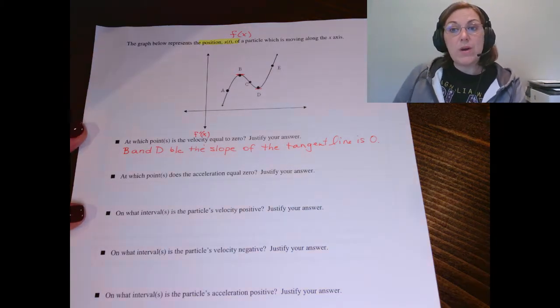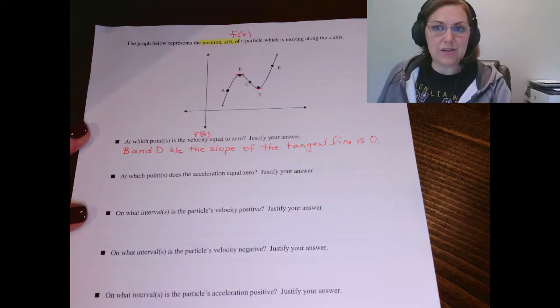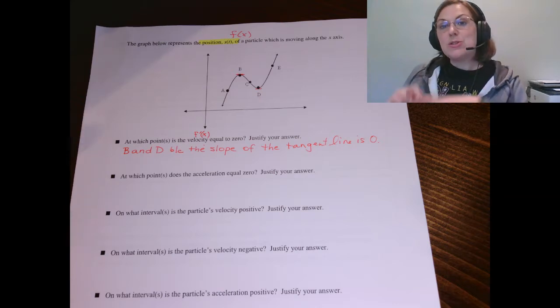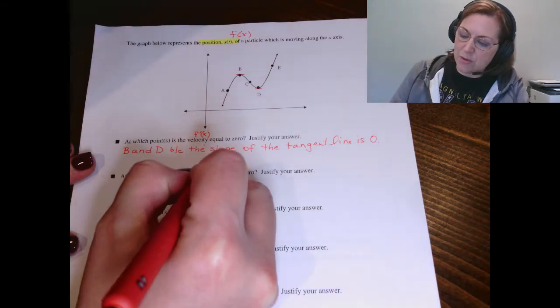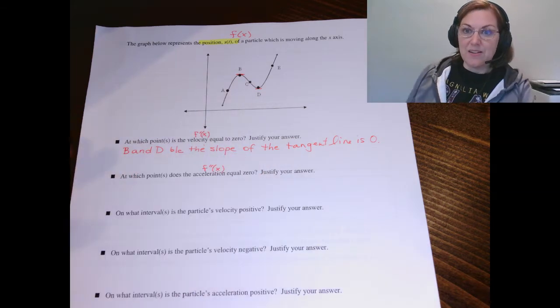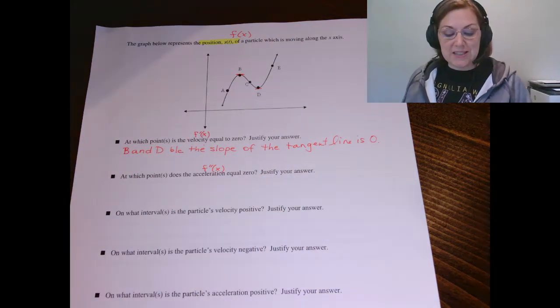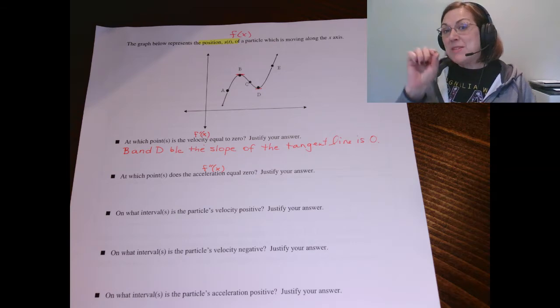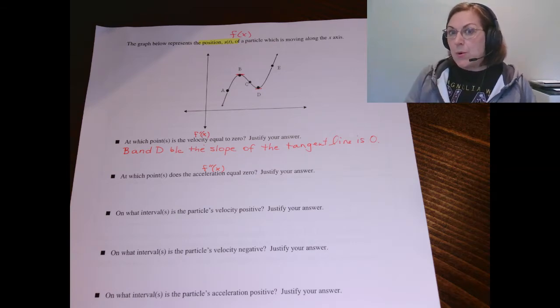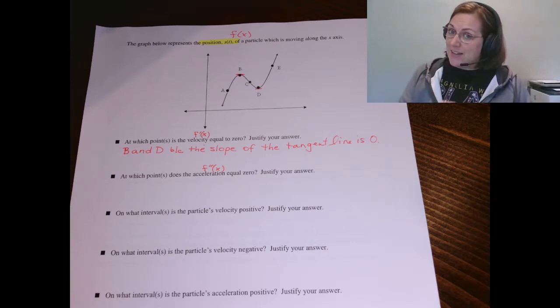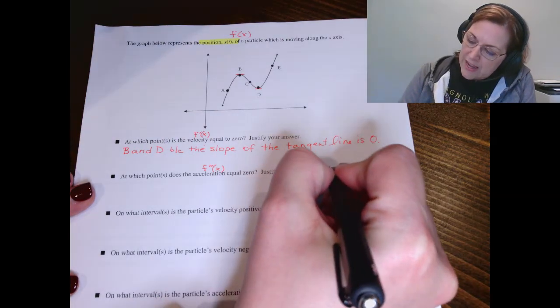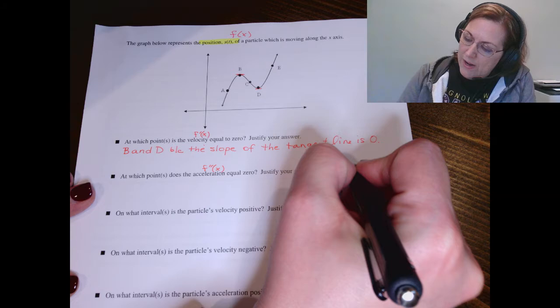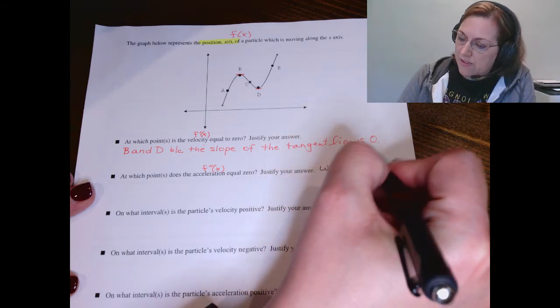Okay. Now, where is the second derivative equal to zero? So you're looking at the function. The second derivative is asking you about the acceleration. So remember, the second derivative is equal to zero where the function has a point of inflection. So this question is really saying, where are the points of inflection?